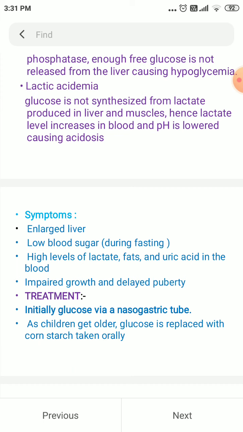Initially we can give glucose via a nasogastric tube. As the children get older, the glucose is going to be replaced with cornstarch, which they can take orally. Initially they cannot do that, so we provide the glucose via the nasogastric tube.